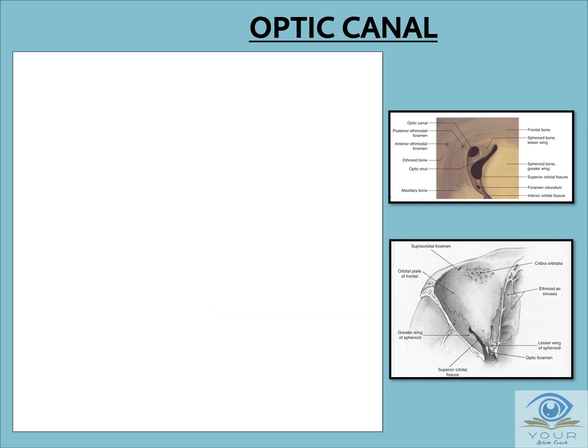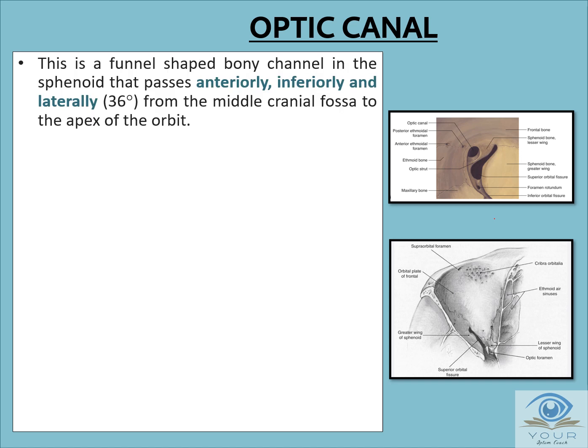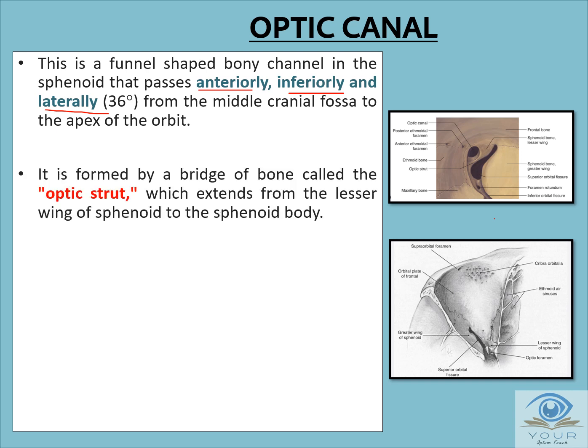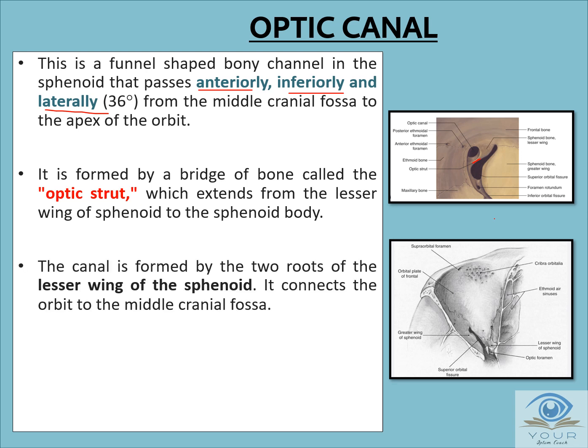Optic canal: a funnel-shaped bony channel in the sphenoid that passes anteriorly, inferiorly and laterally at a 36-degree angle from the middle cranial fossa to the apex of the orbit. It is formed by a bridge of bone called the optic strut, which is here, and which extends from the lesser wing of sphenoid to the sphenoid body. The canal is formed by two roots of the lesser wing of sphenoid.